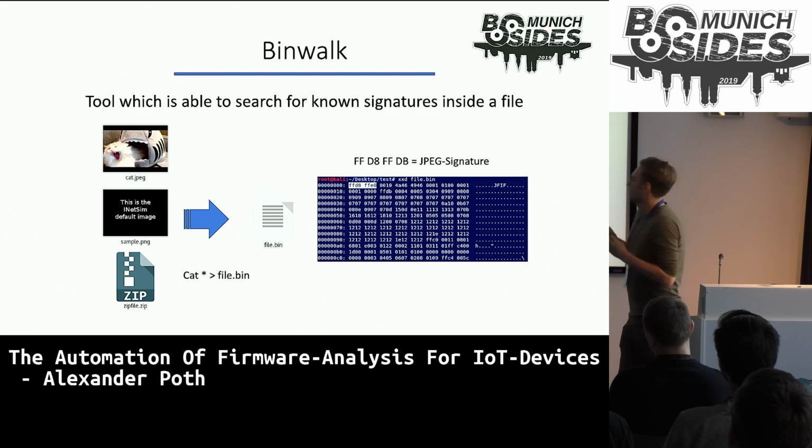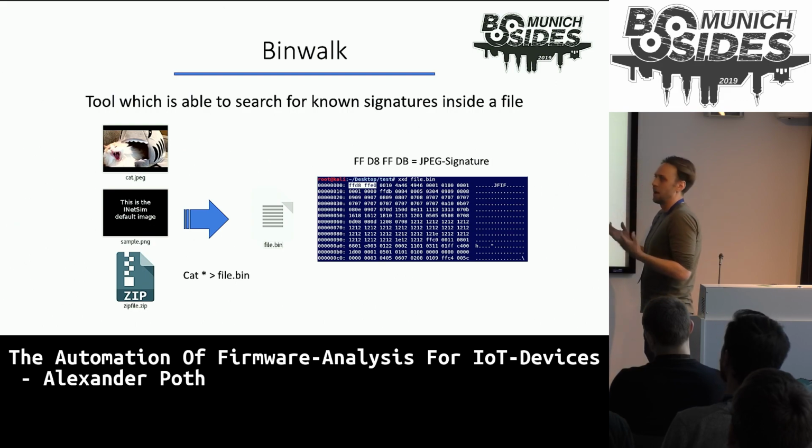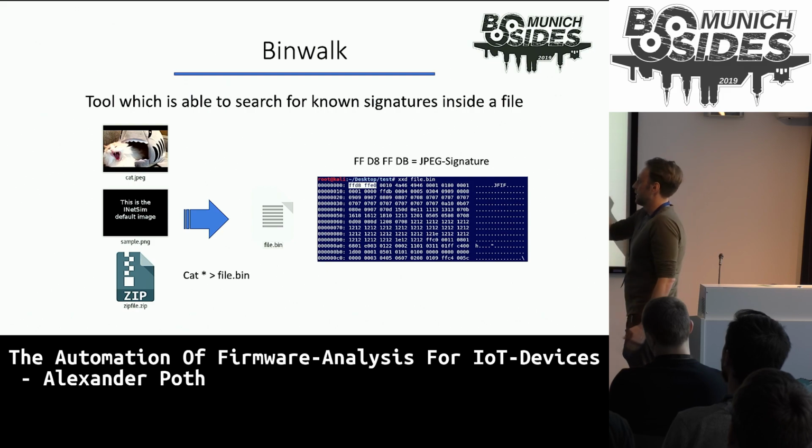And what Binwalk does is it goes through the hex code and searches for any well-known signatures. For example, JPEG has its own signature, FFD8, FFDB. PNG has its own header, its own signature, and so does zip.